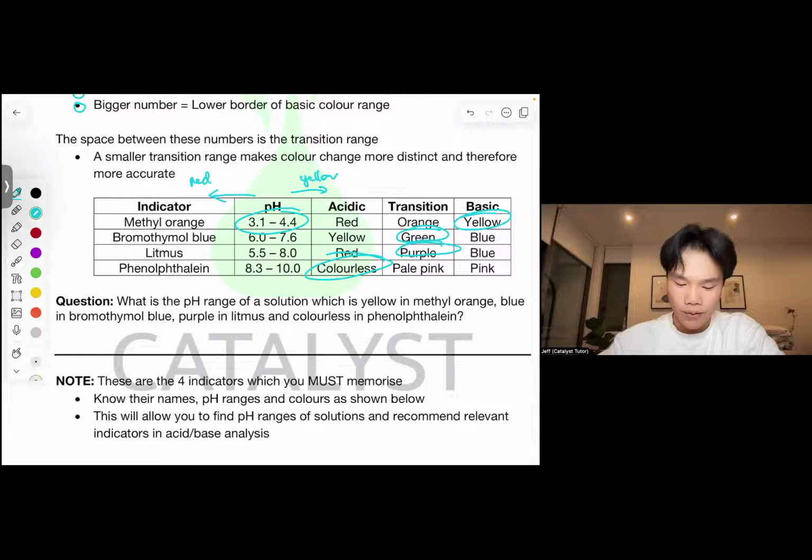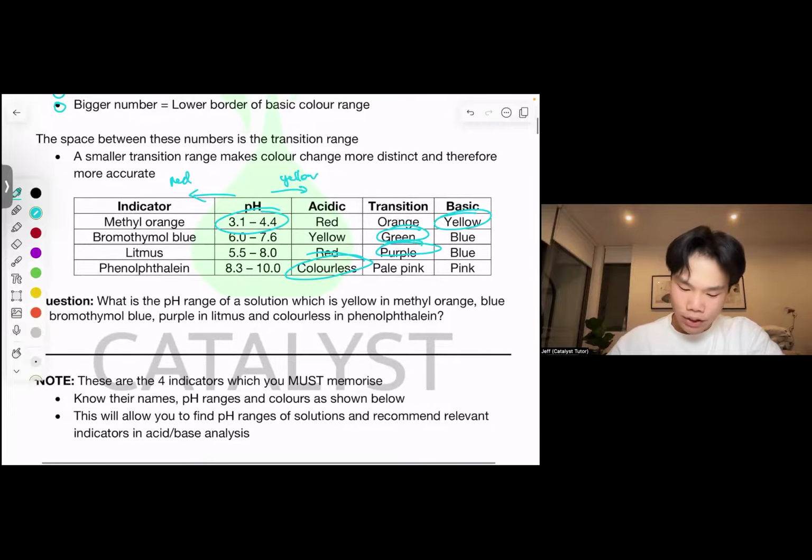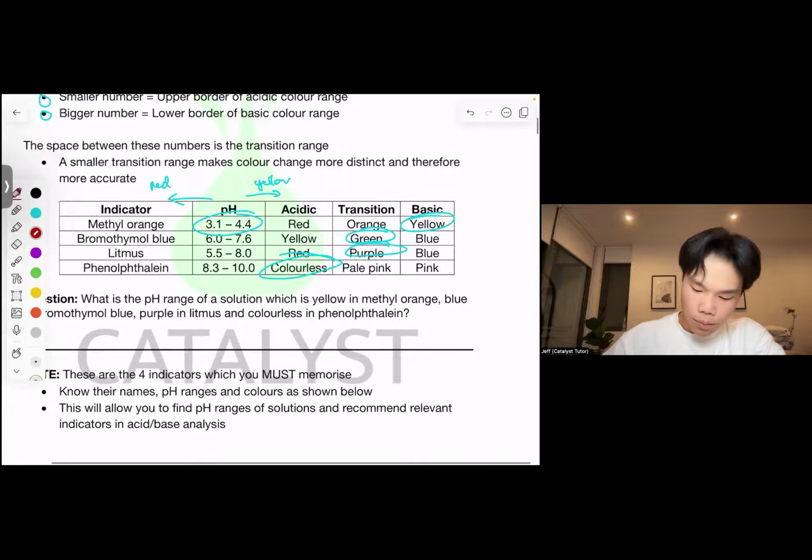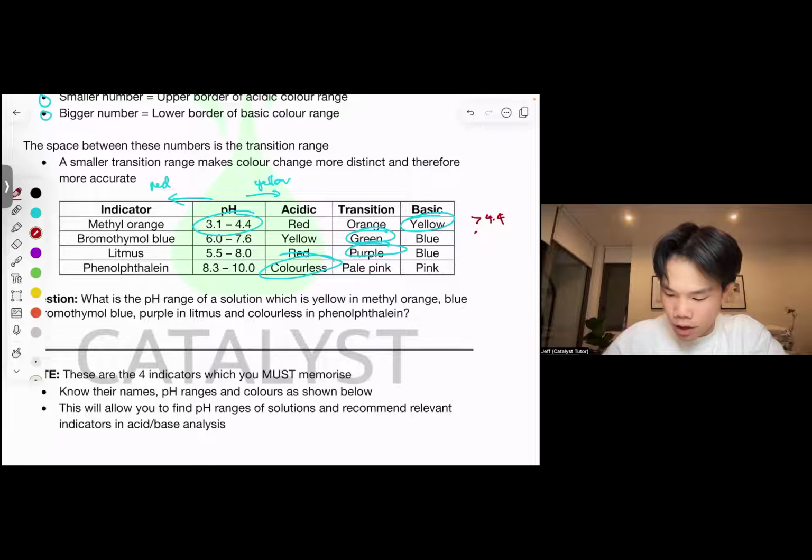Okay, let's go through it. If it's showing yellow in methyl orange, this means that the pH has to be greater than 4.4. That's the first thing we can narrow down. If it's showing green in bromoethanol blue, it's telling us the pH is between 6 to 7.6, which narrows down our range. If it's showing purple in litmus, it means it's between 5.5 to 8. This doesn't narrow down our range at all.